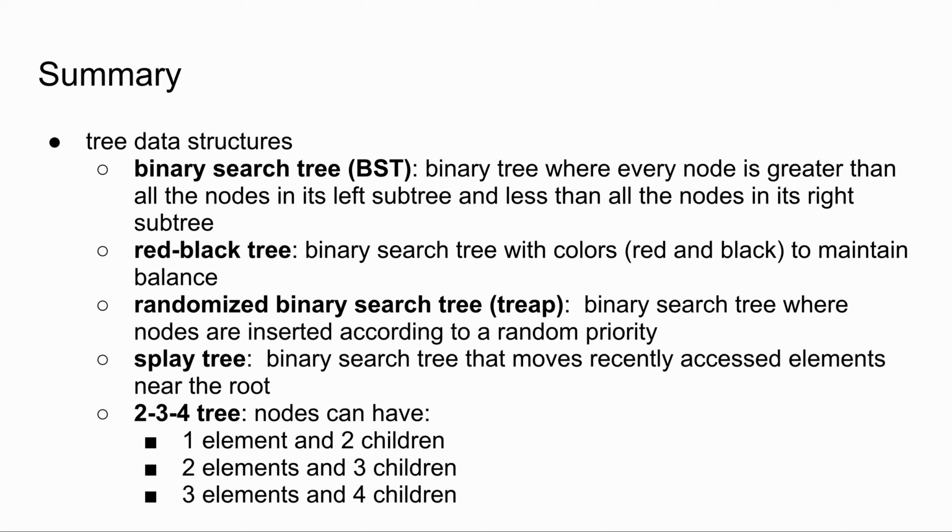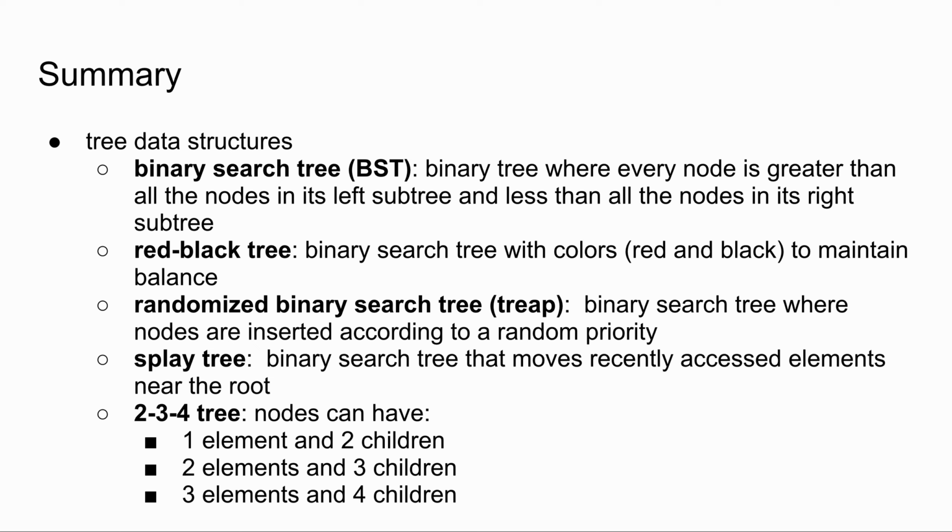A binary search tree, commonly abbreviated as BST, is a binary tree where every node is greater than all the nodes in its left subtree and less than all the nodes in its right subtree. A red-black tree is a binary search tree with colors red and black which are used to maintain balance. A randomized binary search tree, also called a treap, is a binary search tree where nodes are inserted according to a random priority. A splay tree is a binary search tree that moves recently accessed elements near the root.